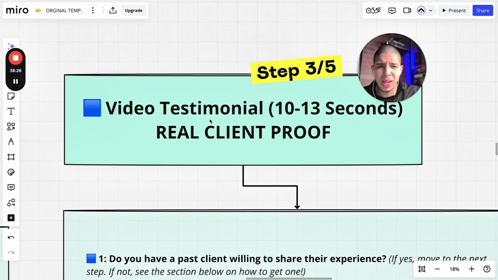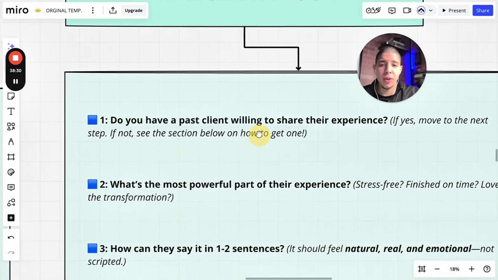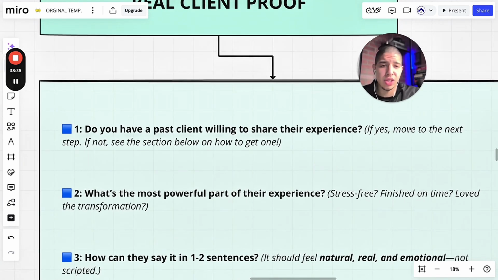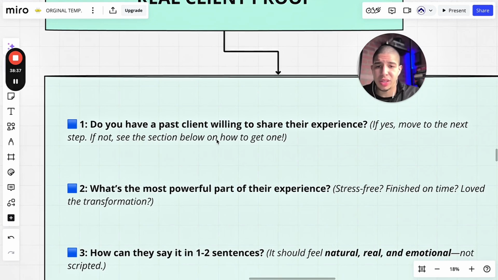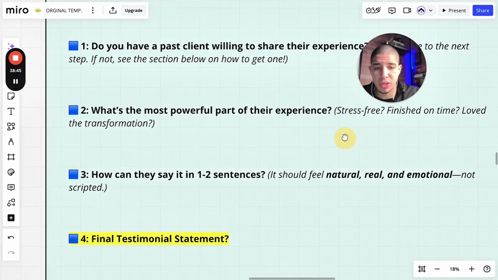Step 3 out of 5. Video testimonials, 10 to 13 seconds, real client proof, right? How can you have a past client willing to share their experience? If yes, move to the next step. If not, see the section below on how to get one, right? So read this. What's the most powerful part of their experience? Stress-free, finished on time, love the transformation, and go back to those questions that I asked you. When you actually get someone to say yes to give you a video testimonial, go back and ask them those 3 simple questions. Makes it so easy for them. And tell them to record it.